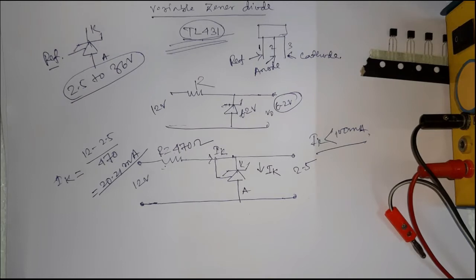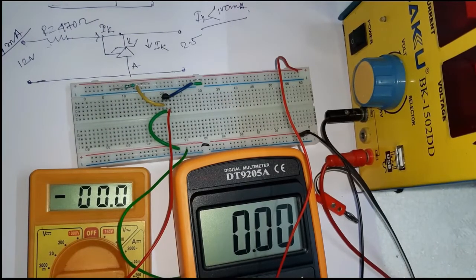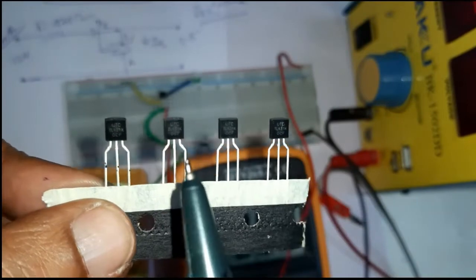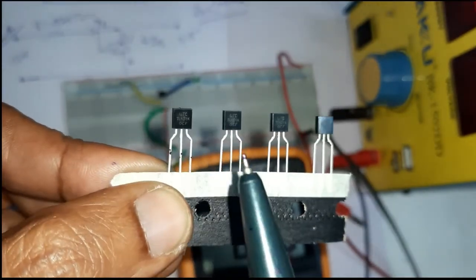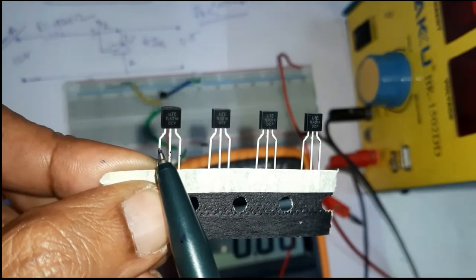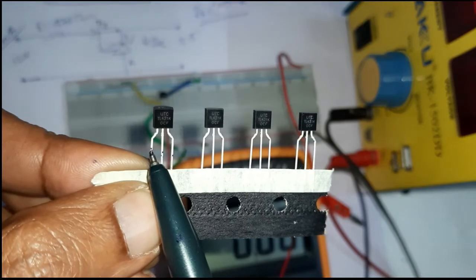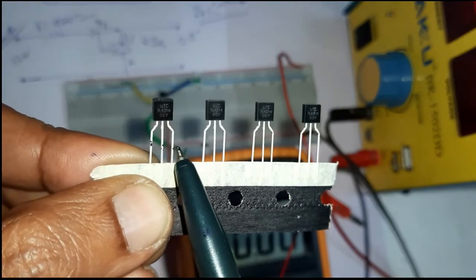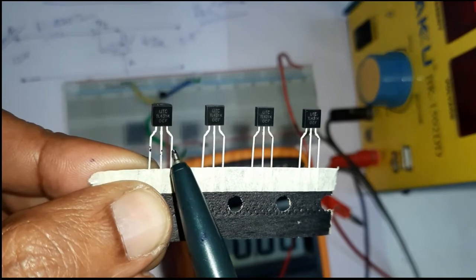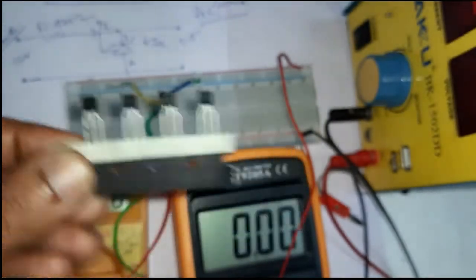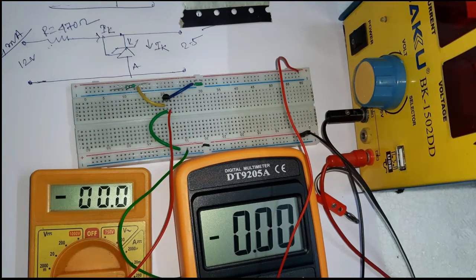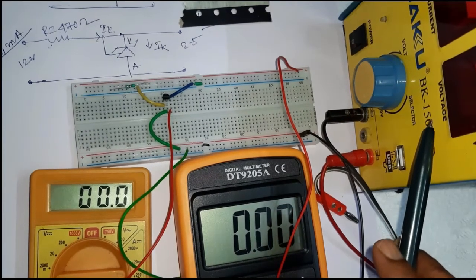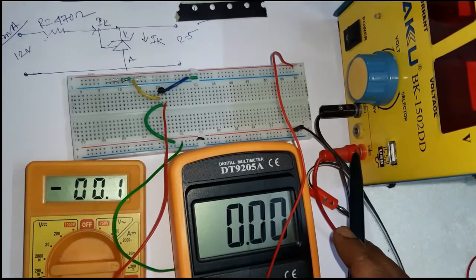Now we will see the practical working of this circuit. This is the TL431 IC, and pin number 1, 2, 3. So this is the reference pin number 1, the anode, and this is the cathode terminal. I will connect this power supply. This is the positive terminal and this is the negative terminal.